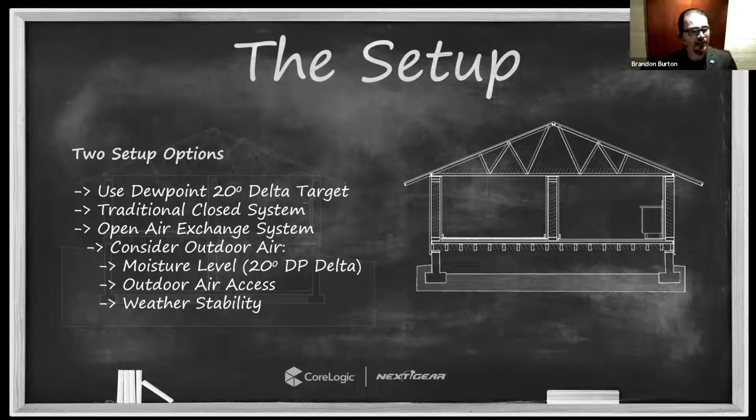Now, again, for the area where I've spent most of my career operating, with crawl spaces, this is going to give me a favorable result, and I will use an open air exchange system. If not, then I'm stuck with the traditional closed system. So, using the dew point 20-degree delta, in review: traditional closed system if the outdoor air, circulation, ventilation, et cetera, aren't going to work for you. And that 20-degree dew point delta is one of the most critical things you're going to consider, because that is the target.